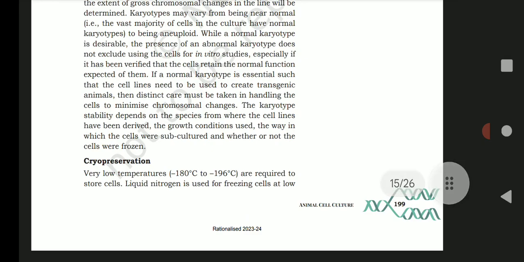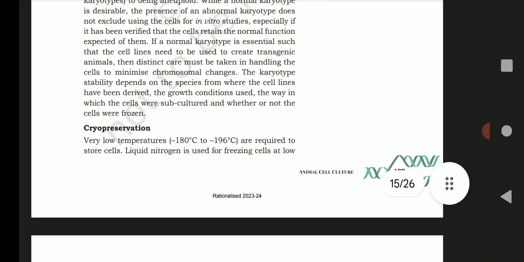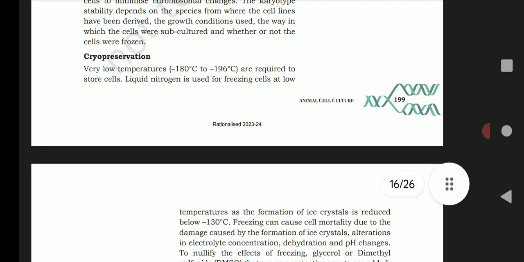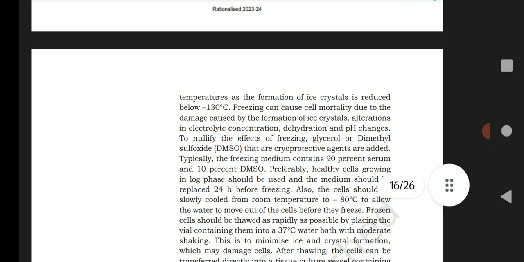And how to maintain these cells in a preserved condition? Once the cells are subcultured or primary cell culture, they have to be maintained at a very low temperature of minus 180 to minus 196 degrees centigrade. That is done with the help of liquid nitrogen. The liquid nitrogen is used to freeze the cells at very low temperature, and the temperature is reduced to minus 130 degrees centigrade.